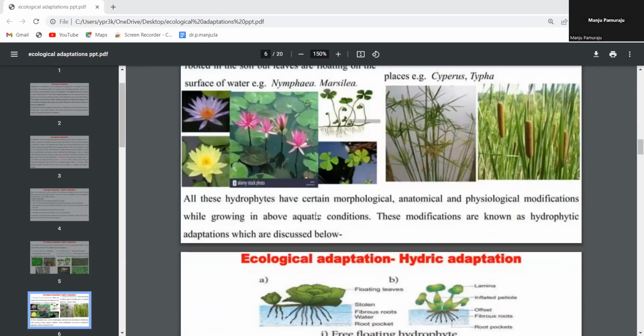All these hydrophytes have certain morphological, anatomical and physiological modifications while growing in aquatic conditions. These modifications are known as hydrophytic adaptations.